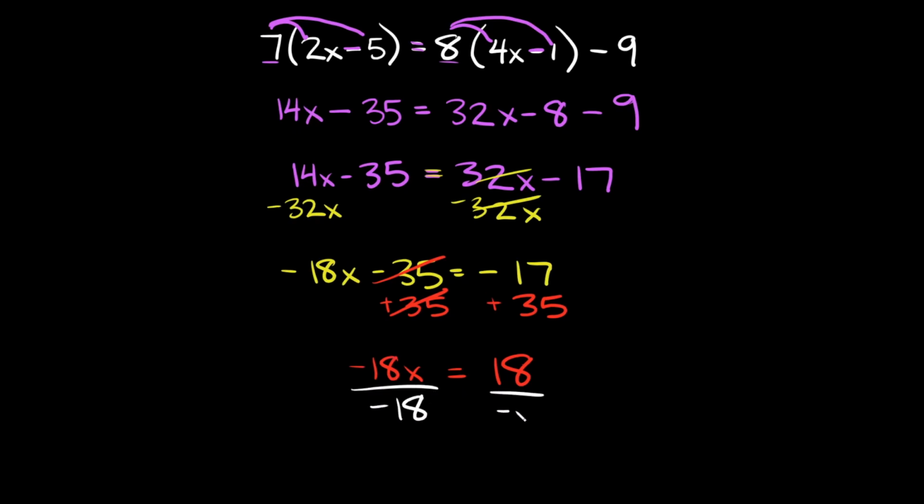And remember, you do that on both sides, okay? So this negative 18 and this negative 18 cancel out. So on this side, all we're going to be left with is x. And that's going to be equal to 18 divided by negative 18. So what's 18 divided by 18? Well, any number divided by itself is just 1, right? And then what's a positive number divided by a negative number? Well, that would be a negative number, right? So positive 18 divided by negative 18 is equal to negative 1. So your answer right here would be x is equal to negative 1.